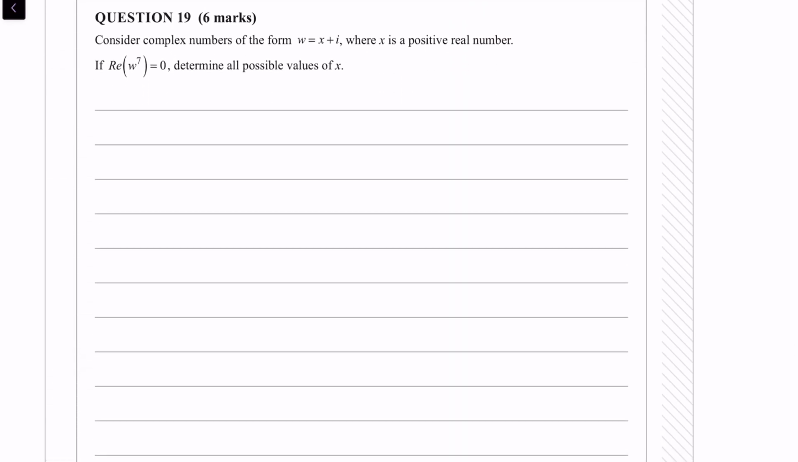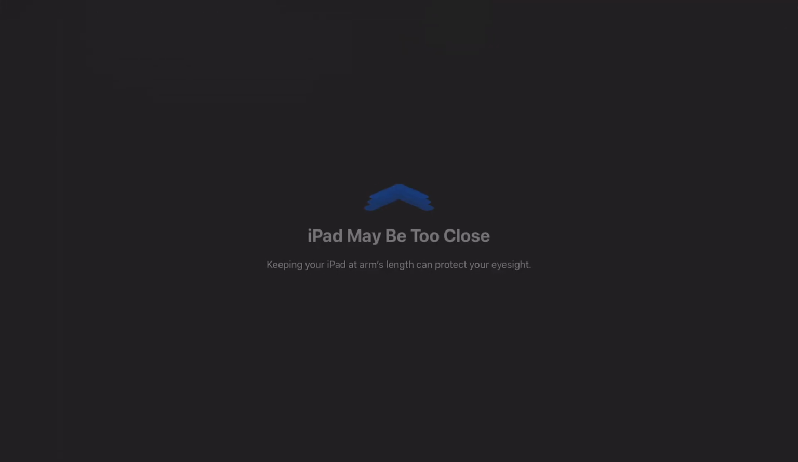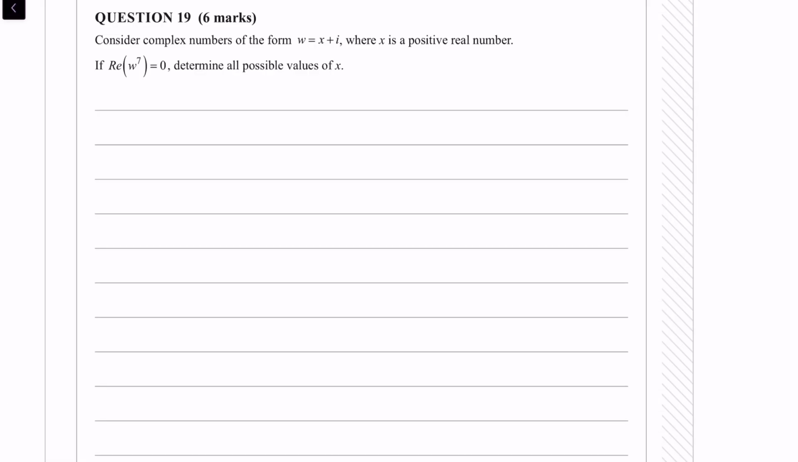Question 19. Okay. So we need to consider the complex numbers of the form w equals x plus i, where x is a positive real number. Obviously the i is our imaginary component. And if the real value of w to the power of 7 is equal to 0, then we need to determine all possible values of x.